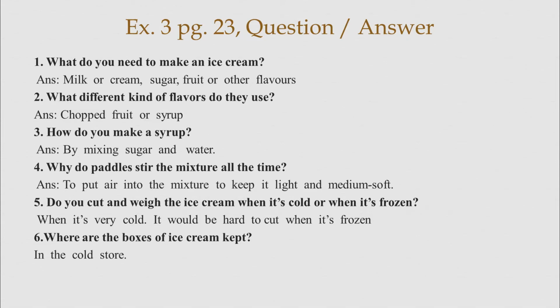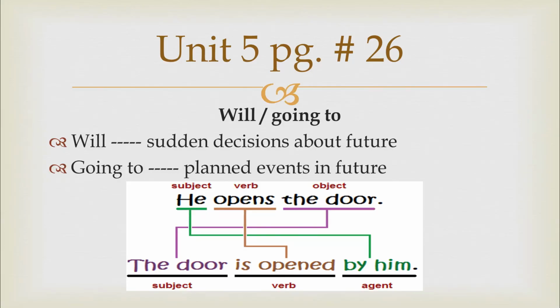By mixing sugar and water, we make syrup. Why do pedals stir the mixture all the time? To make an ice cream, we need stirring pedals that stir the ice cream all the time to keep it light and medium soft. Do you cut and weigh the ice cream when it's cold or when it's frozen? We cut ice cream when it's very cold. It would be hard to cut when it's frozen. And where are the boxes of ice cream kept? The boxes of ice cream are kept in the cold stores. Learn these question answers. Then come to Unit 5 at page number 26.